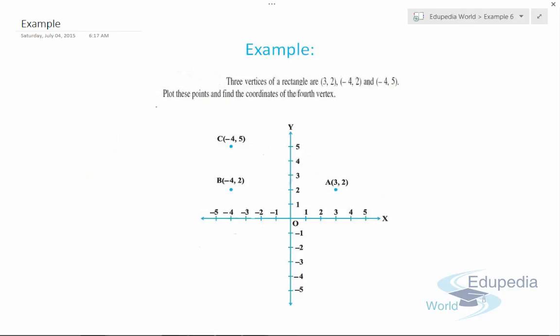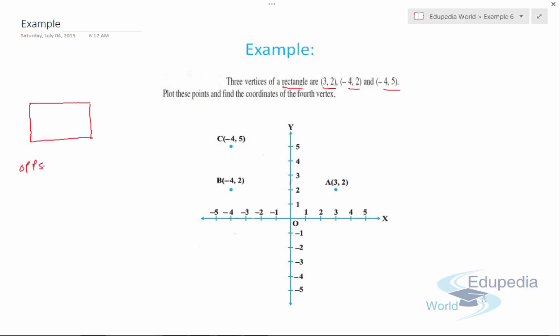Example number 6. This is a very good example, so you have to watch the video very carefully. The three vertices of a rectangle are 3 and 2, -4 and 2, and -4 and 5. Plot these points and find the coordinates of the fourth vertex. It's given that these 4 points will make a rectangle, and you know the features of a rectangle?